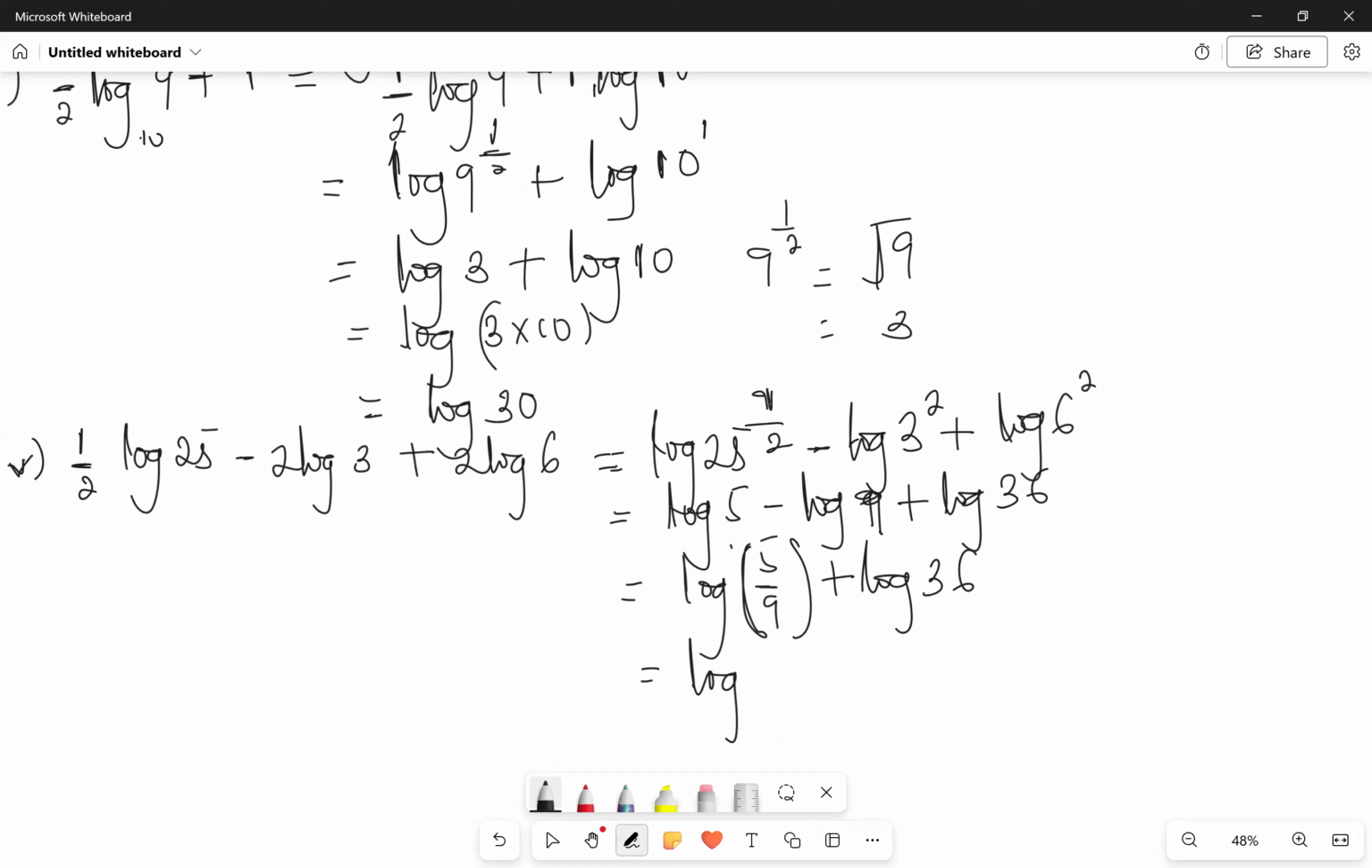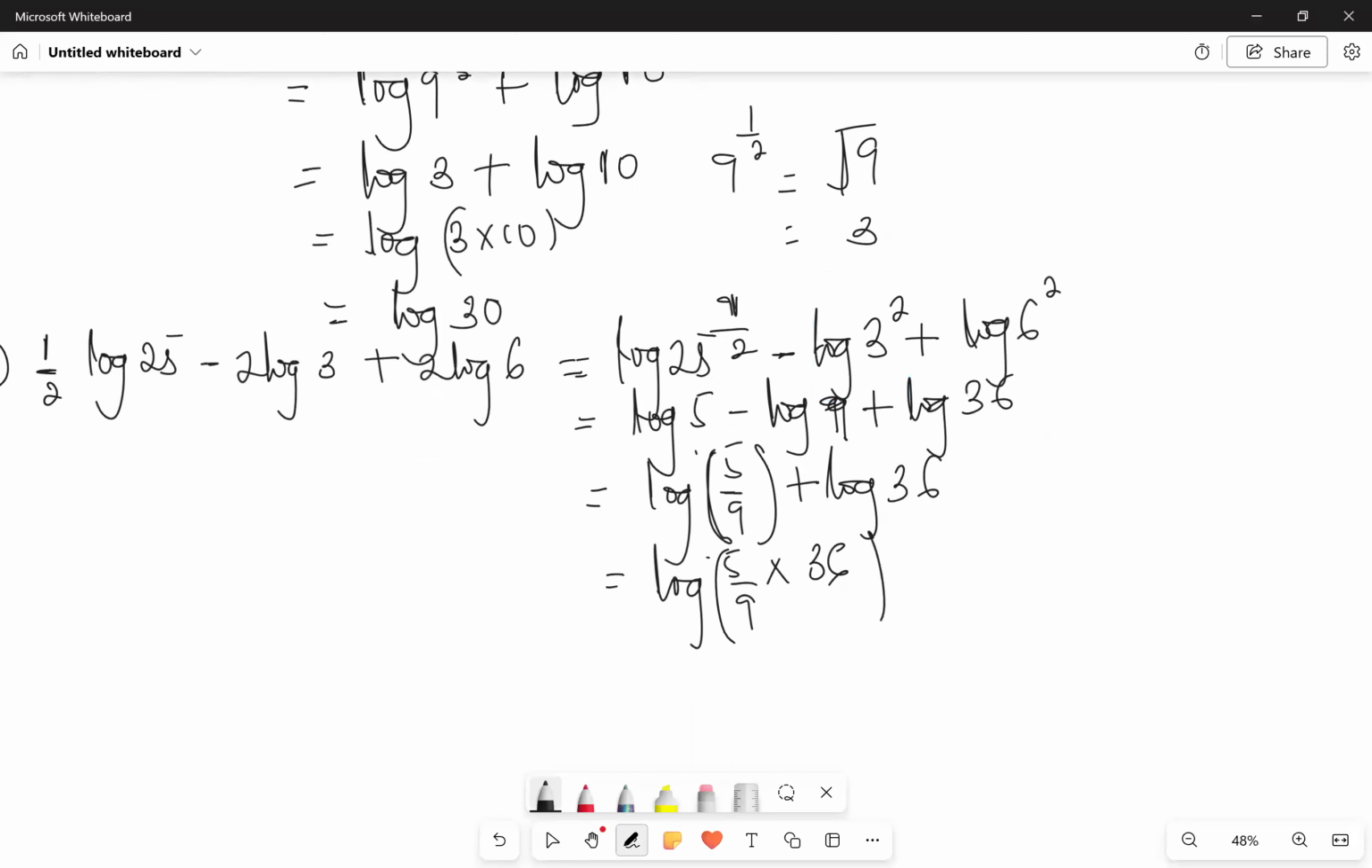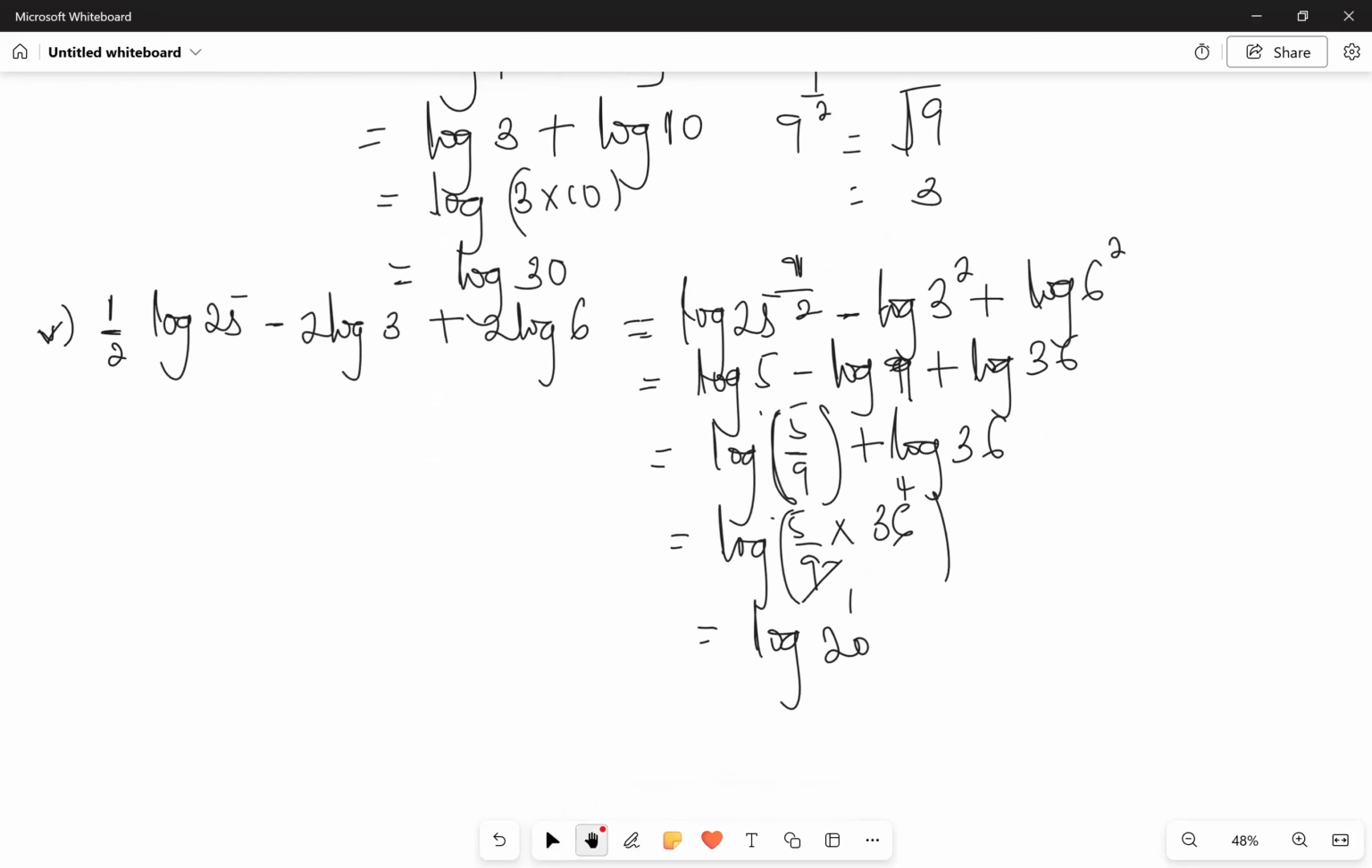So that'll be 5 on 9 times 36, because now they have the same base and they are adding up. At the end, we have in log: 9 into itself is 1, 9 into 36 is 4, so it will be 5 times 4, which is 20. Simple like that.